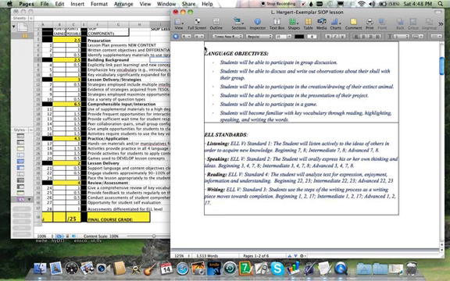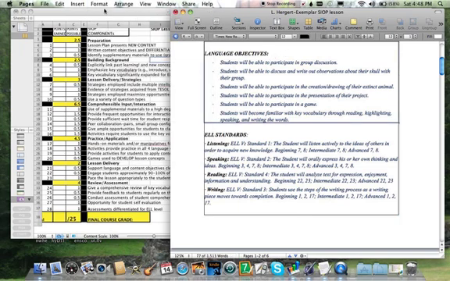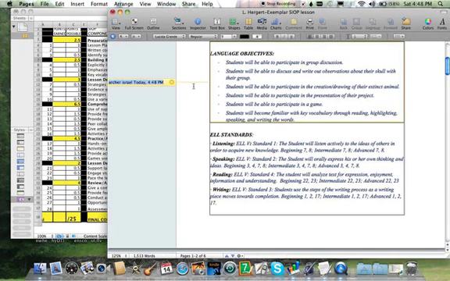So under language objectives, here, I'm going to insert a comment here. I'm going to attempt to insert a comment here. And I'm going to say these need to be differentiated for the 3 levels of ELL.